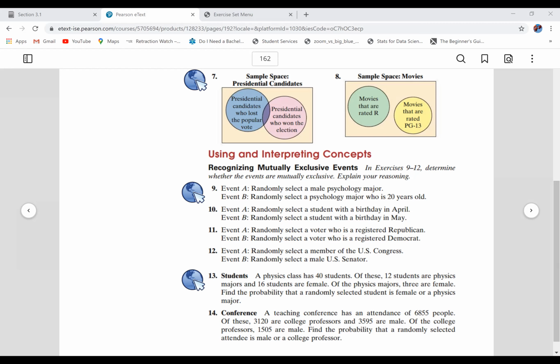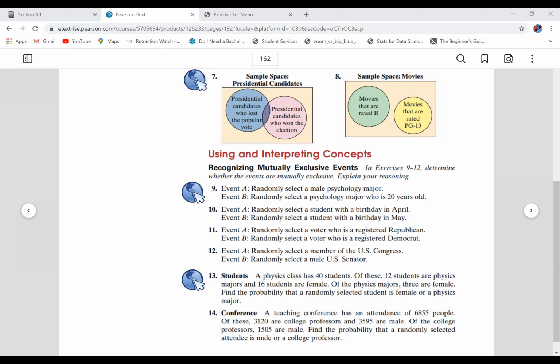Number 12. Randomly selecting a member of the U.S. Congress and randomly selecting a male U.S. Senator. Can a member of the U.S. Congress be a male? Yes. So that means the events are not mutually exclusive.